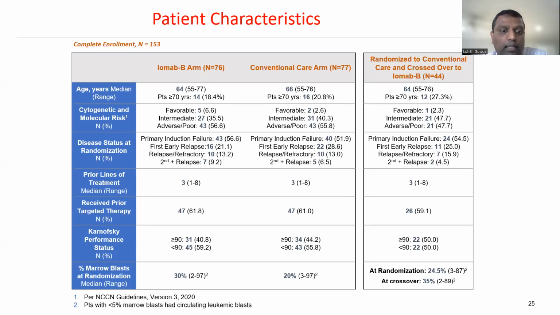All of them had about 3 lines of median therapies. People had already exhausted targeted therapies. About 60% of the patients had a KPS, a performance score, less than 90%, and the marrow blast percentage was around 30% and 28%, which is significantly high, truly reflecting an active disease population.